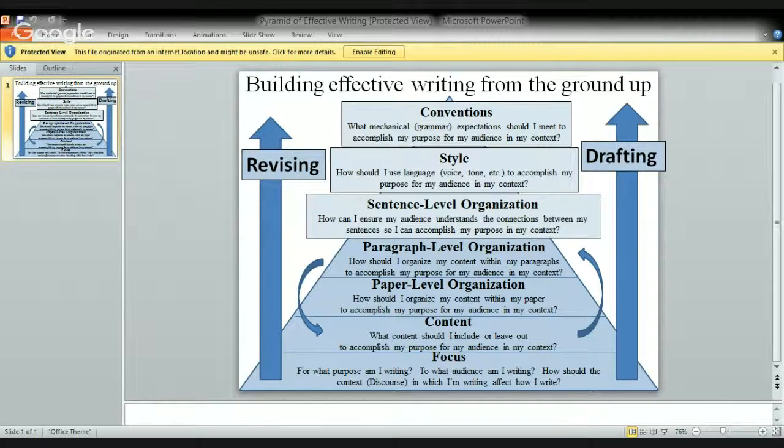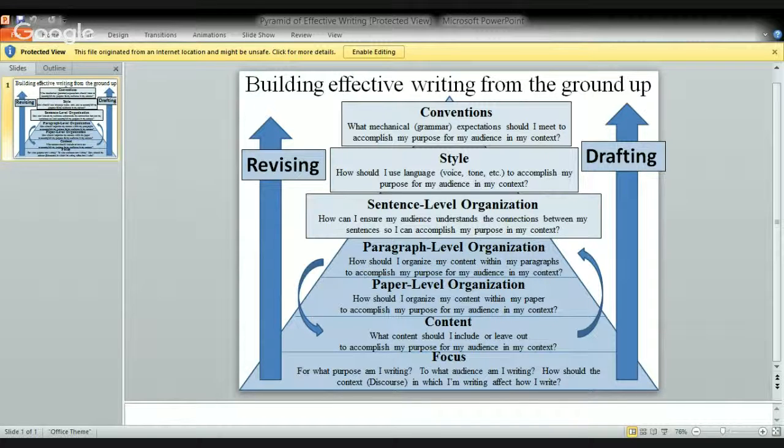Whenever I comment on your paper, I always start from the bottom and work my way up. So when you see that I start talking about paper level organization or paragraph level organization and conventions, then you know that you're pretty set. However, your focus and content in this paper, I feel, are lacking, and I'll show you your paper and explain a little bit why.